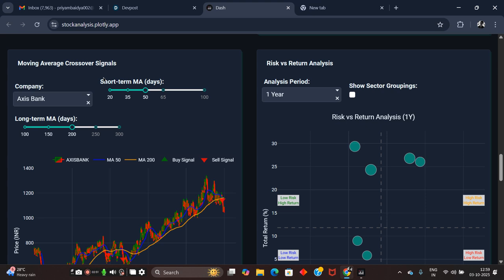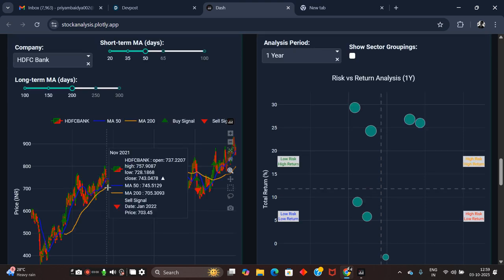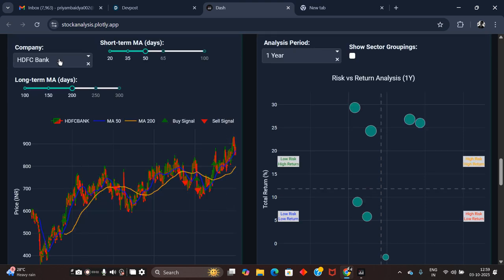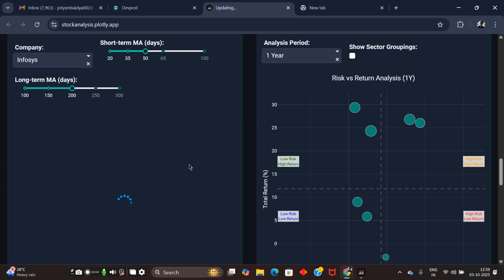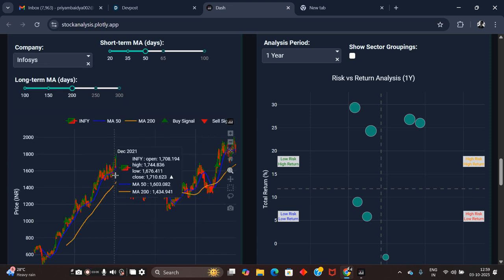Here we can see buy and sell signals generated from moving average crossovers. The company listed here is Axis Bank. If we move to HDFC, we can see the graph. Yeah, that's Infosys, different. We can see the high of 1733 to a low of 1636, closing at 1677.